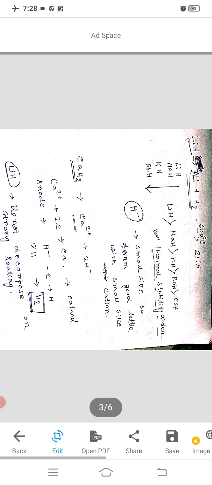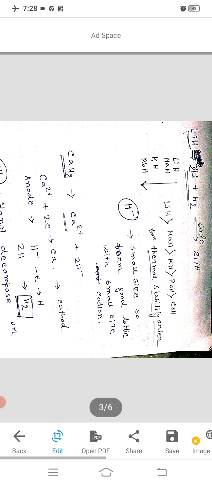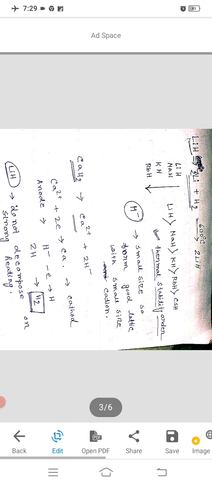Now we see the thermal stability order of group 1 hydrides. Group 1 hydrides are lithium hydride, sodium hydride, potassium hydride, rubidium hydride. You must remember that the hydride ion is small in size, so it forms a good lattice with small size cations, as the packing will be good. So hydride will be more stable in lithium hydride. The thermal stability decreases down the group. Lithium hydride is more stable than sodium hydride, then potassium hydride, then rubidium hydride and cesium hydride.